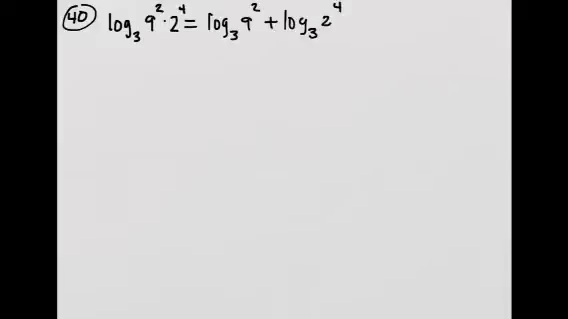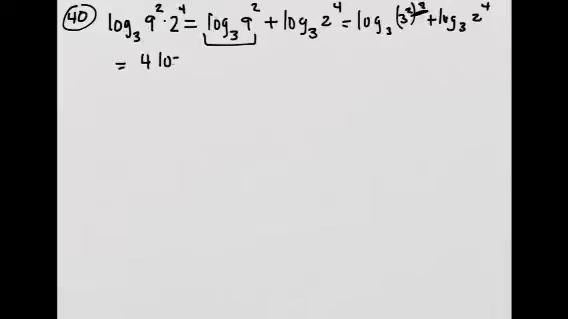So now, for the first log, this term right here, I can move the 2 over. I could also change the 9 to 3 squared. So this becomes log base 3 of 3 squared plus log base 3 of 2 to the 4th. So this squared right here becomes a 4. So now I have 4 log base 3 of 3. And then this 4 right here goes to the front, so 4 log base 3 of 2.